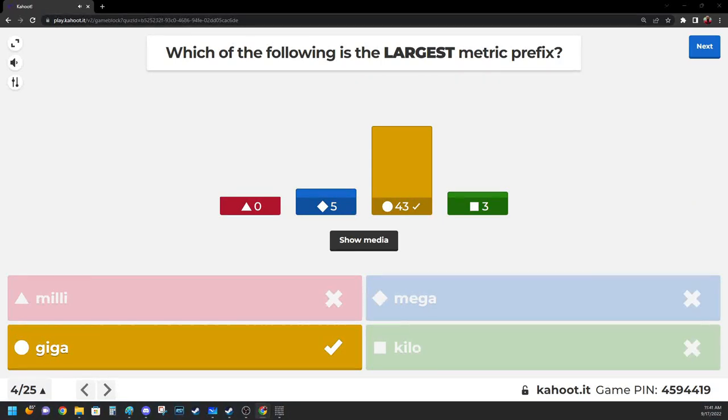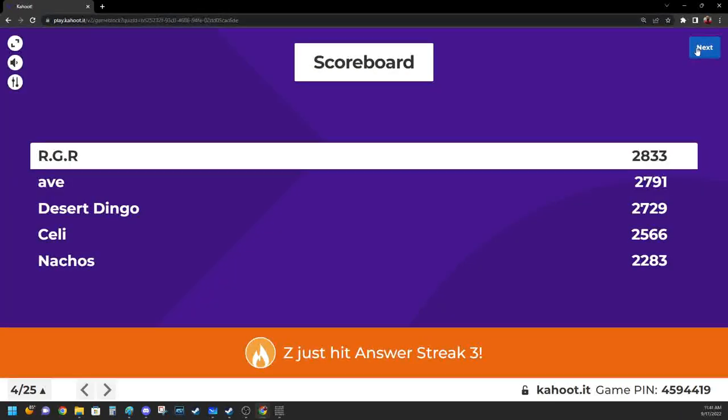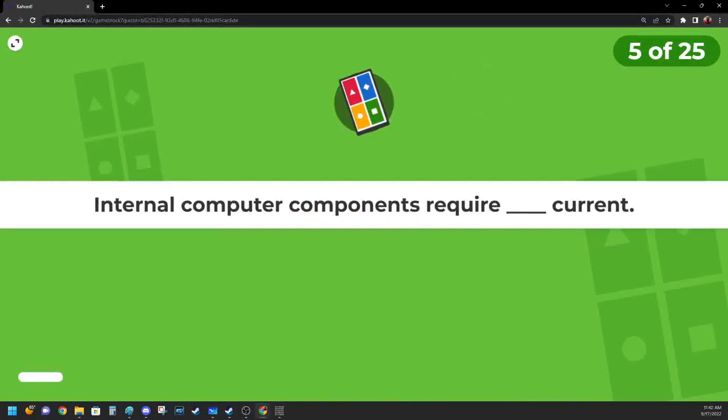Yep, giga is the largest metric prefix there. Like gigahertz, which we just discussed in processors, right? Very nice. Well, the leaderboard's solidifying a little bit. That's the first question that didn't just look like a slot machine. Z, 3 in a row. 5 of 25.